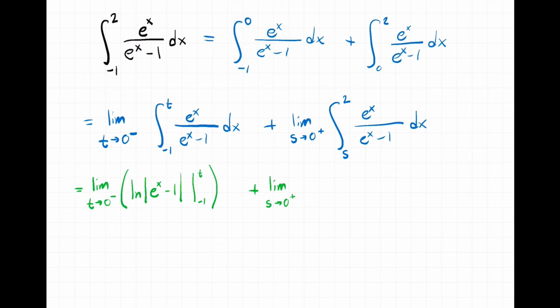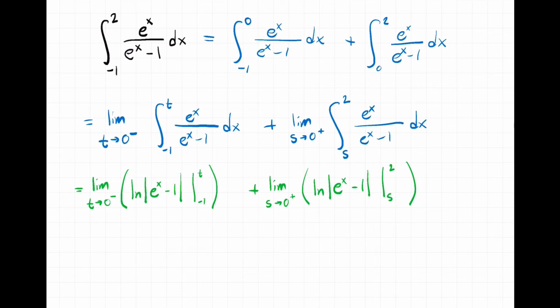Now again, we could have used a different variable here instead of s. We could actually have gotten away with using t here again. But I'd rather use separate variables because they are separate limits. Just helps to make things easier to keep track of. All right, and we've got, again, the natural log of the absolute value of e to the x minus 1, evaluated at s and 2.